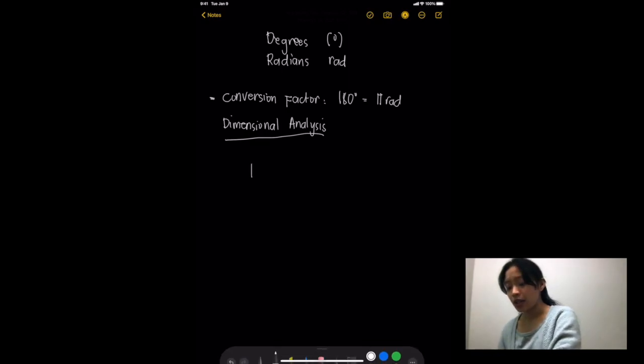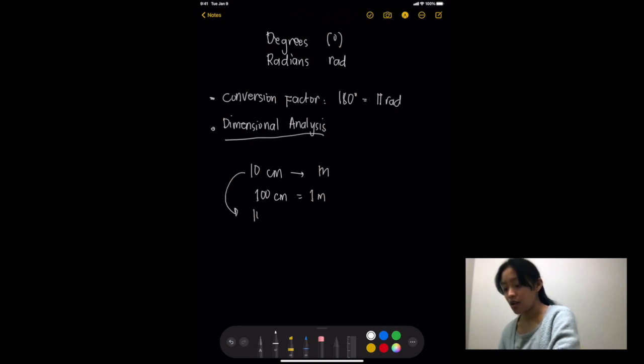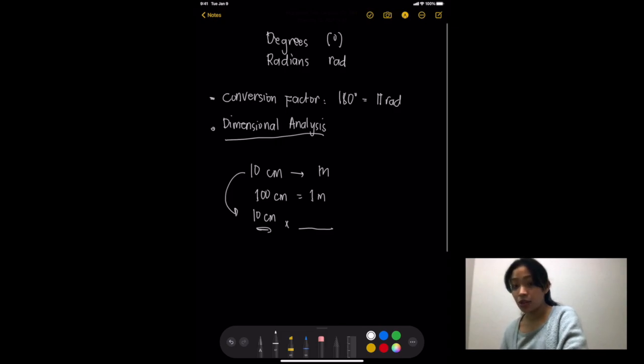For example, let's say I have 10 centimeters and I want that to be converted to meters, I use dimensional analysis. By using this conversion factor, I know that 100 centimeters equals 1 meter, right? So I start first by writing the given number, so it's 10 centimeters, and then I multiply that with the conversion factor. So you have centimeters here, right? So your centimeters is in your numerator.